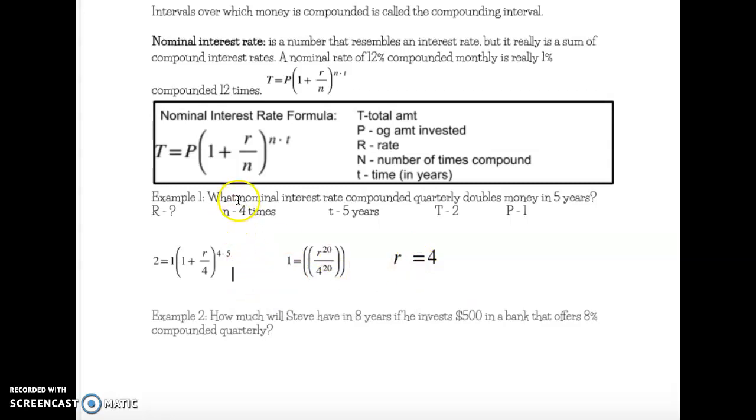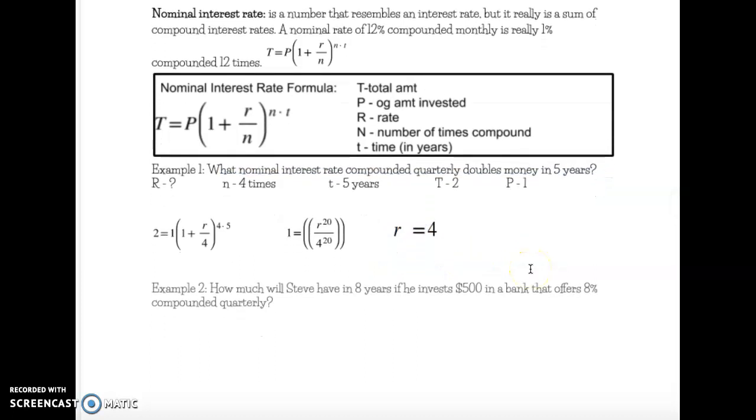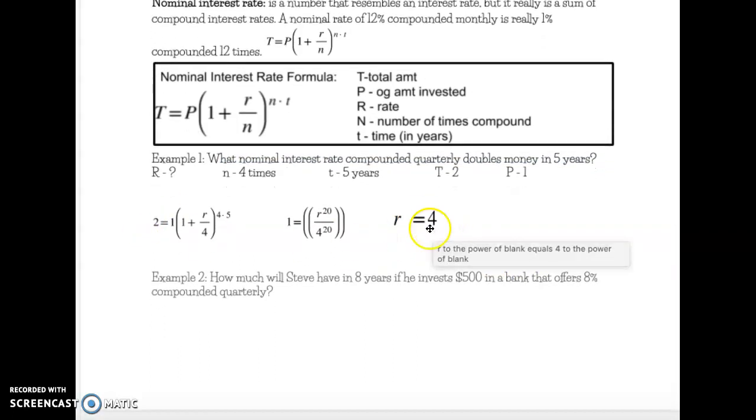So in order to get our money doubled in 5 years, we need a rate of 4%. Now that was a lot. I don't expect you to be able to do that on the test. What I will expect is that if you can plug in all these numbers over here, you can solve for t. So that's going to be what example number 2 tells us. This was a really hard example, and I'm glad we worked through it together. Let's work through one that will be on the test, the easier kind.